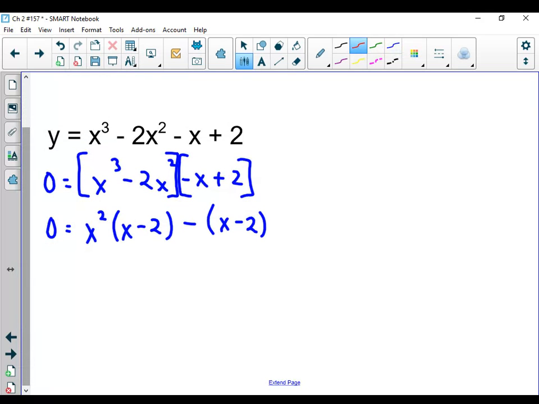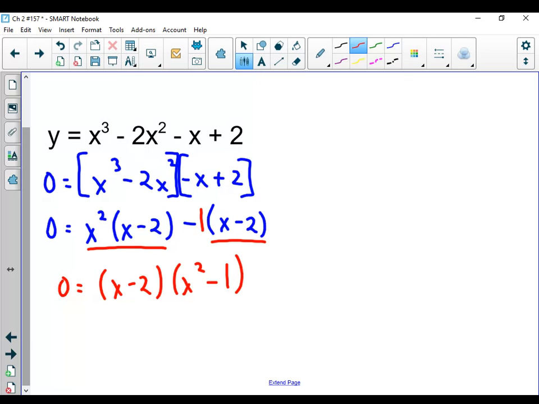Well, if I thought about this being one term, this being a second term, well, they both have something in common. They both have an x minus 2 in common. So let's say I pulled out the x minus 2. Well, if I were to do that, I'd have an x squared left on that term. Minus, and even though we didn't write it there, we know there's a 1 there. And so now I have it in factored form.